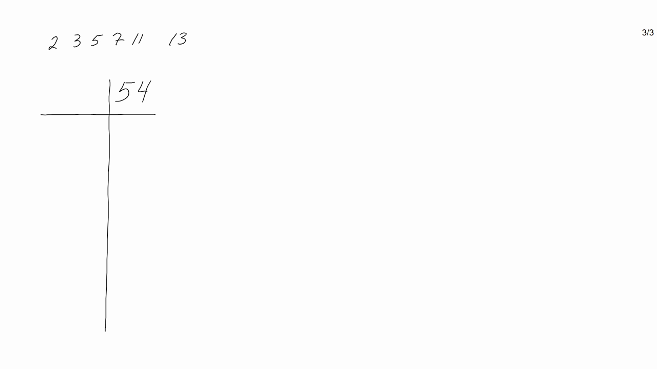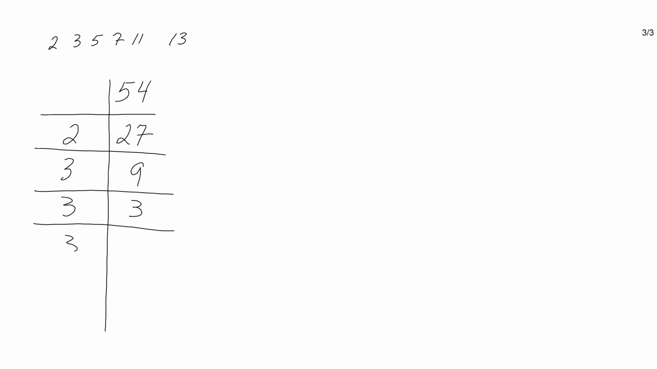It doesn't matter which one you choose. You choose 2. 2 will go into 54, 27 times. 2 won't go into 27. 3 will. 3 will go into 27 how many times? 9. 3 will go into 9, 3 times. 3 will go into 3, 1 time. And once you get to 1, that means what? You're done.